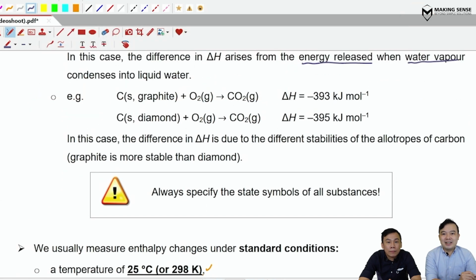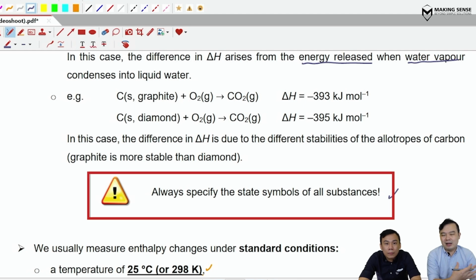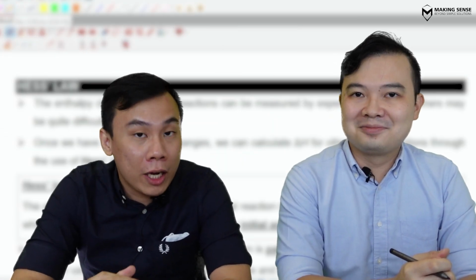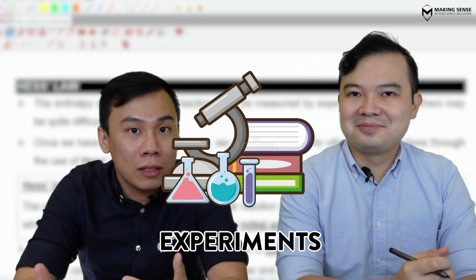Now, one important thing as we write the equation is that for any kind of thermochemical equations in this chapter, we must always put in the state symbols. This is the reason why we told you that the difference in the states would actually affect the enthalpy change. Enthalpy change of reactions are usually determined by experiments, but some reactions might be too dangerous to carry out because maybe they are too explosive.